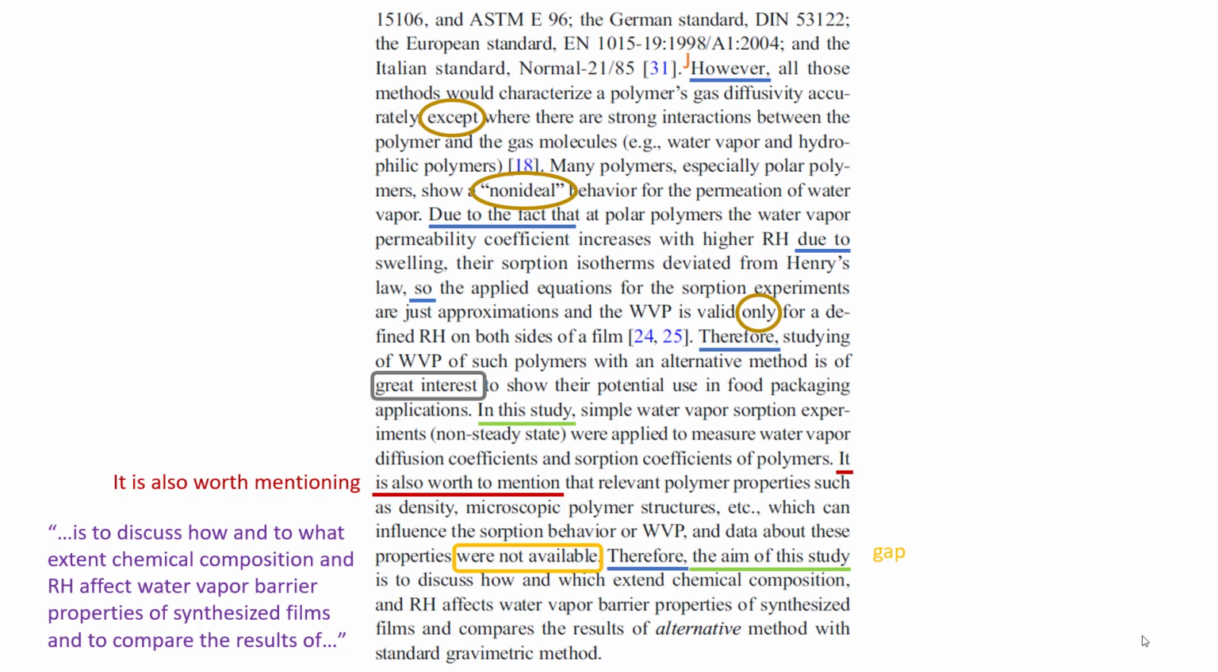So if we rephrase it this way, the aim of this study is to discuss how and to what extent chemical composition and relative humidity affect water vapor barrier properties of synthesized films, and to compare the results of, and here was another grammatical error that caused a little confusion, it's either an alternative method or alternative methods with the standard gravimetric method. So they're going to compare the standard gravimetric method with probably an alternative method, and they're going to try to solve this problem by investigating if you change the relative humidity and the temperature, does that affect the water vapor permeability?